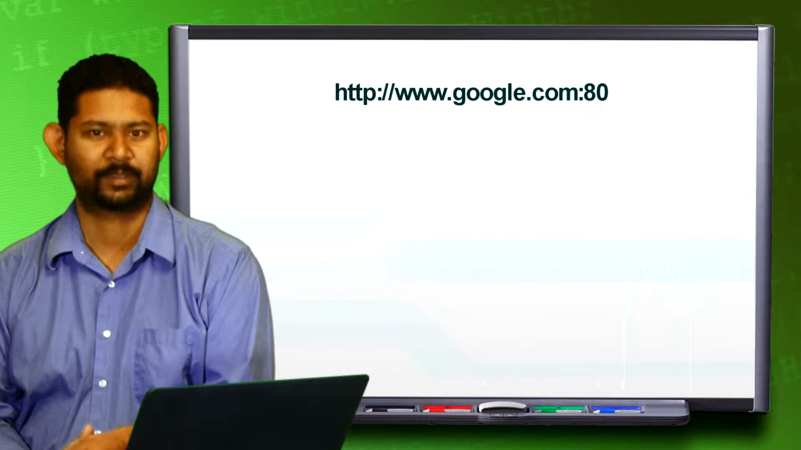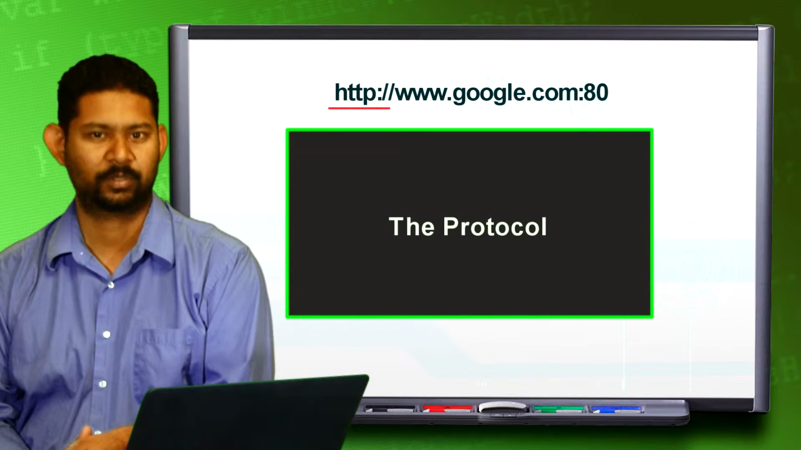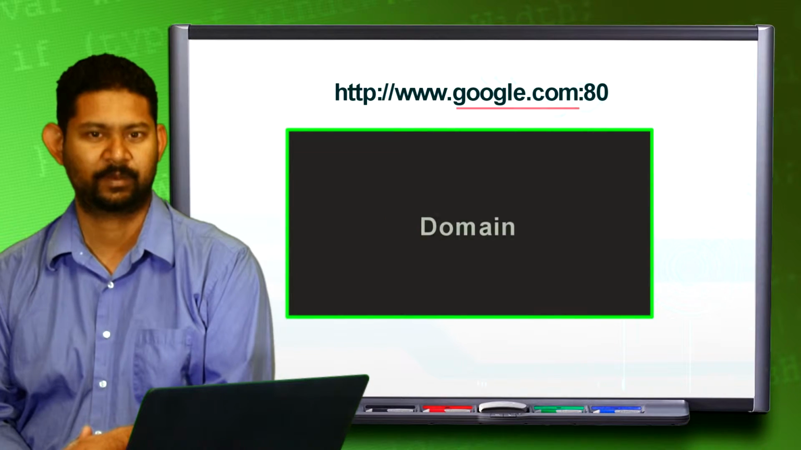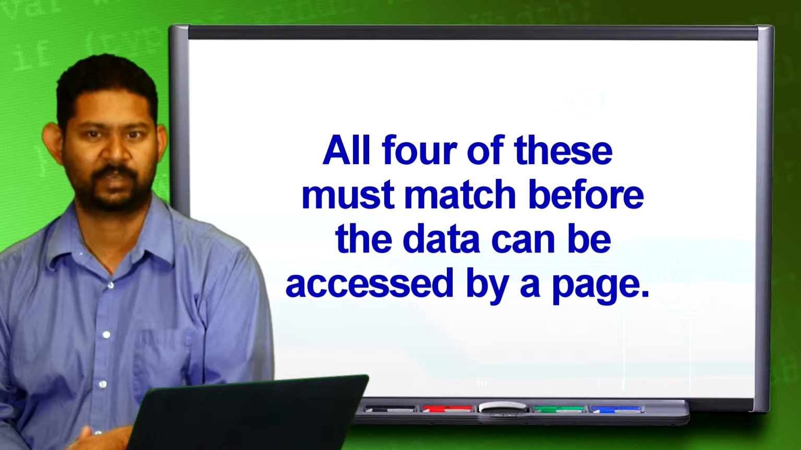Now look at this URL. There are 4 parts to this URL: the protocol, subdomain, domain, and port. All 4 of these must match before the data can be accessed by a page.